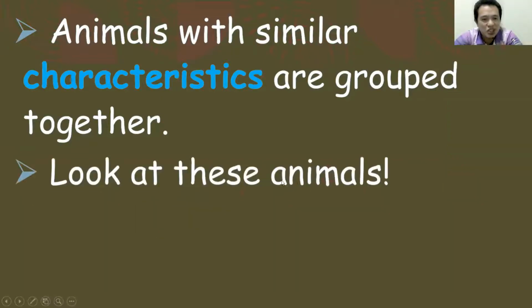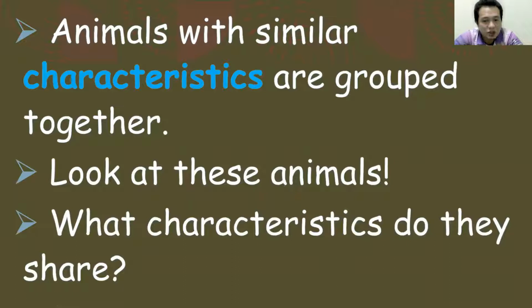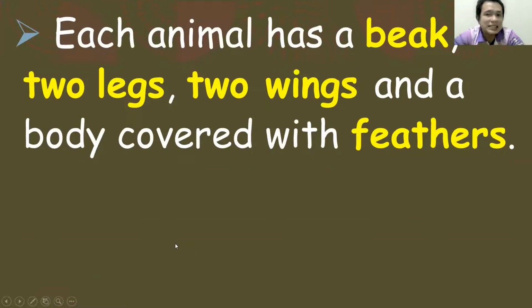So look at these animals. What characteristics do they share? Some animals are sharing the same. What do you mean by the same? The same characteristics. Similar means the same. If you will say not the same, that means not similar. Let's look at some attributes or characteristics of these animals. Each animal has a beak, two legs, two wings, and body covered with feathers.